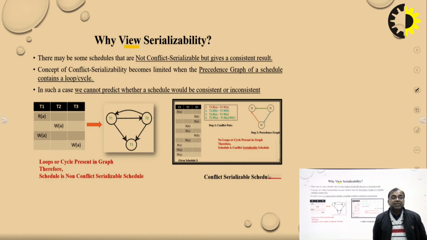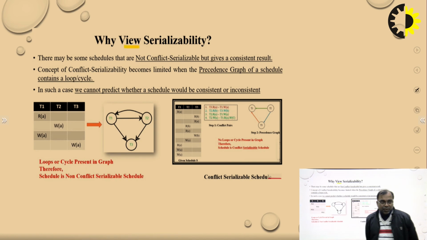Next, the concept of conflict serializable becomes limited when the precedence graph of a schedule contains a loop or a cycle. If we draw the precedence graph of the given schedule, after finding the conflict pairs, as we saw in the previous slide, and there is any loop, then the conflict serializable concept becomes limited. Clear? In such a case we cannot predict whether a schedule would be consistent or inconsistent.